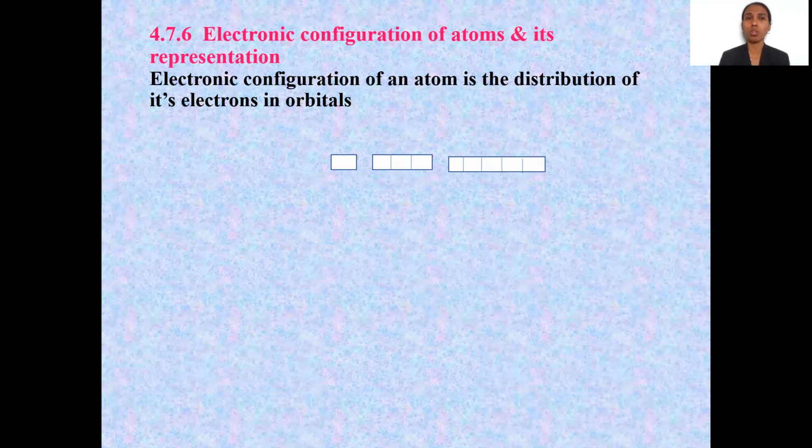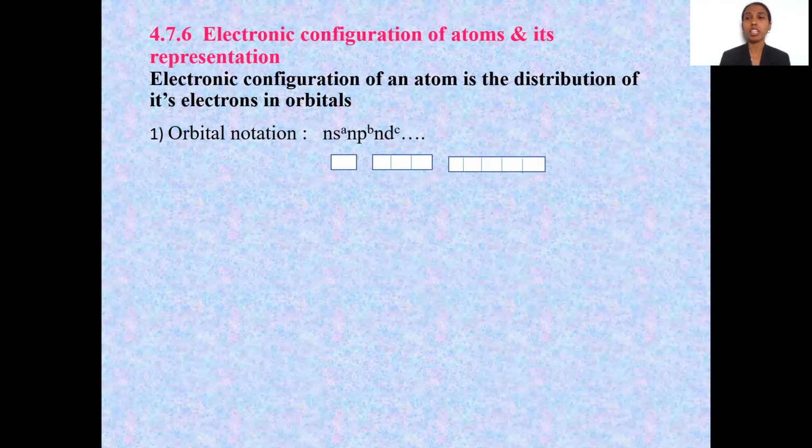Now what is electronic configuration? Electronic configuration of the atom is the distribution of its electrons in the orbitals. Electronic configuration means the distribution of the electrons in each orbital of any particular atom you consider. Now electronic configuration can be written using the above principles by 2 methods. First one is the orbital notation.